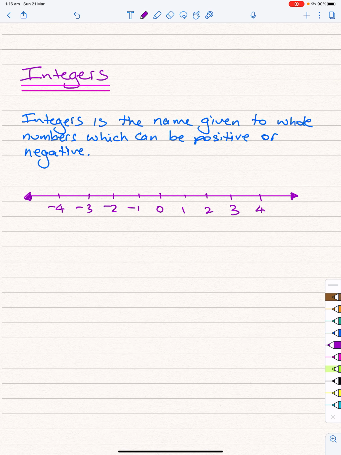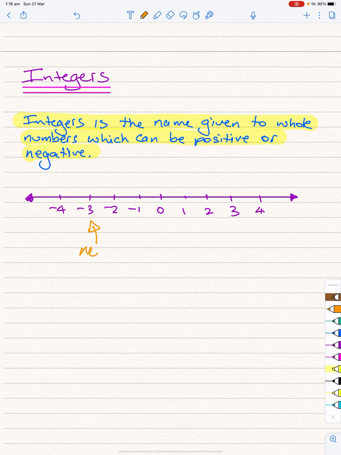Hi, in this video we're going to take a look at integers. Now, integers are whole numbers. It's just a name given to whole numbers, which can be either positive or negative. So it's useful to think of a number line when we're talking about integers, where we have our negative numbers and our positive numbers. And in between, we have 0. So what we're going to take a look at in this video is how to add and subtract them. And then we're going to take a look at how to multiply and divide them.